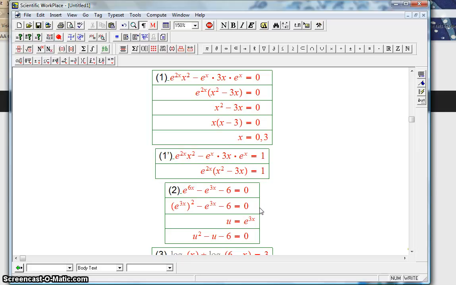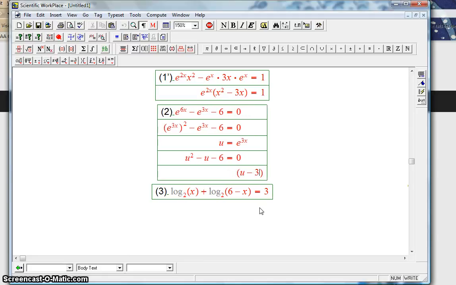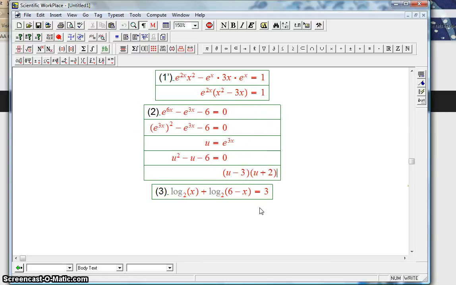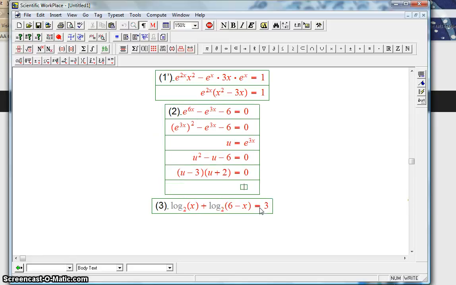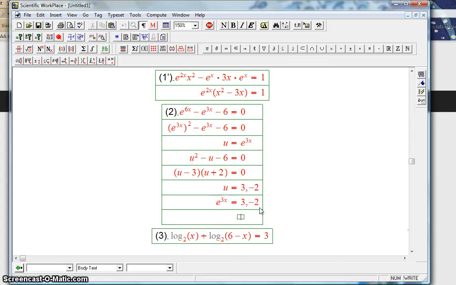So u squared minus u minus 6 equals 0. That factors into u minus 3 and u plus 2 equals 0. And so we think our solutions are u equals 3 and minus 2. And now we substitute back. That's just a shorthand for e to the 3x. Okay, so let's see what happens.